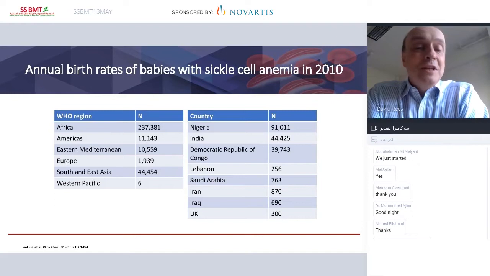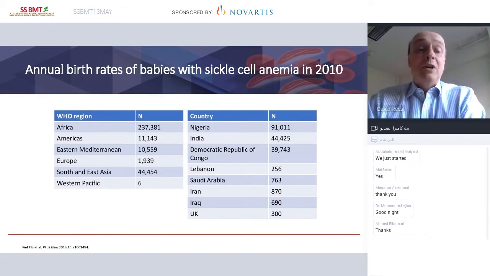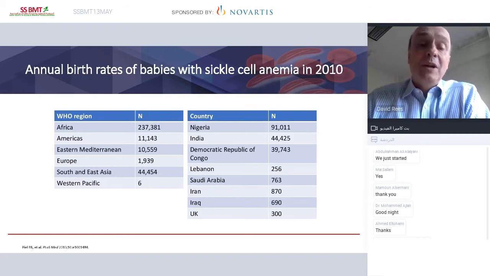In the UK, for example, the number of births is about 300 a year, which makes it, in fact, the commonest severe inherited disorder in the UK. It's more common than cystic fibrosis and haemophilia, but the numbers are much smaller than in most of the Middle East, in Saudi Arabia, Iran and Iraq, where, although it's not very common, it certainly produces a significant number of children with significant burden of disease.